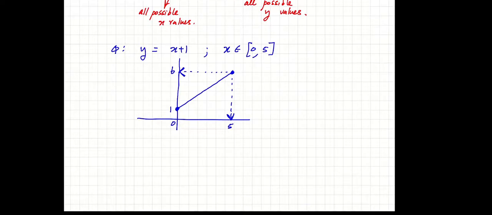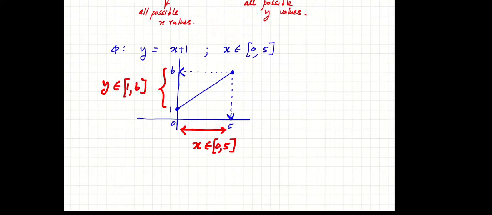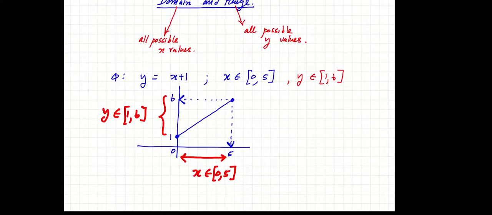Now you can see here, domain means this, 0 to 5, all possible x values. Now what are all the possible y values? These are all the possible y values, right? So that can be written as 1 to 6, inclusive. It's very easy. What's wrong with that? Now, how do you write it? y from 1 to 6 like this. So this is a very easy example, right?